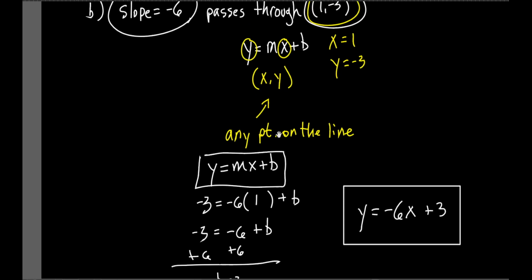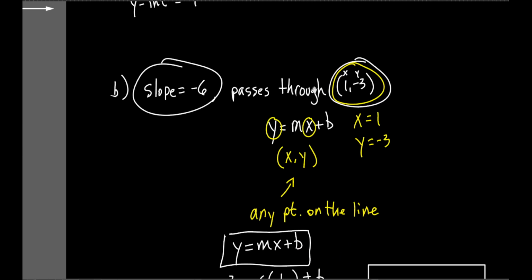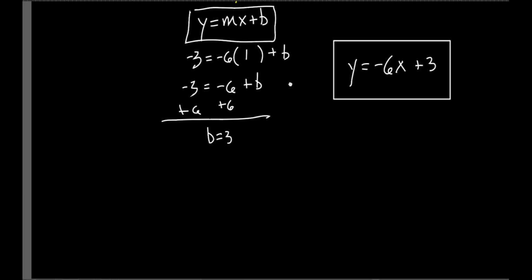Does that make sense? So that's your answer right there, because the question was what? To write an equation in slope-intercept form. All right, so that's my equation of the line right there. And it's in slope-intercept form. We good?